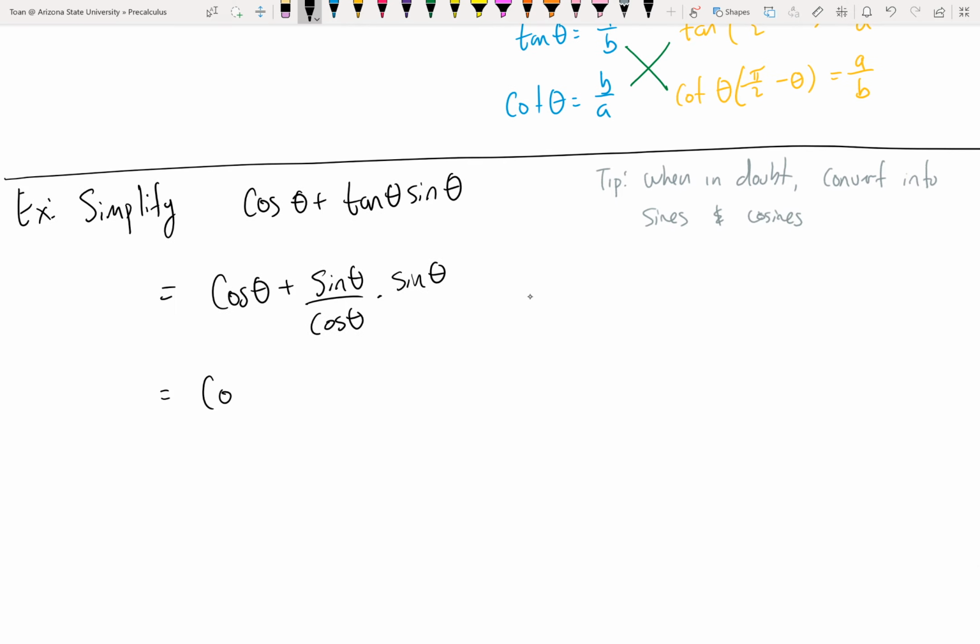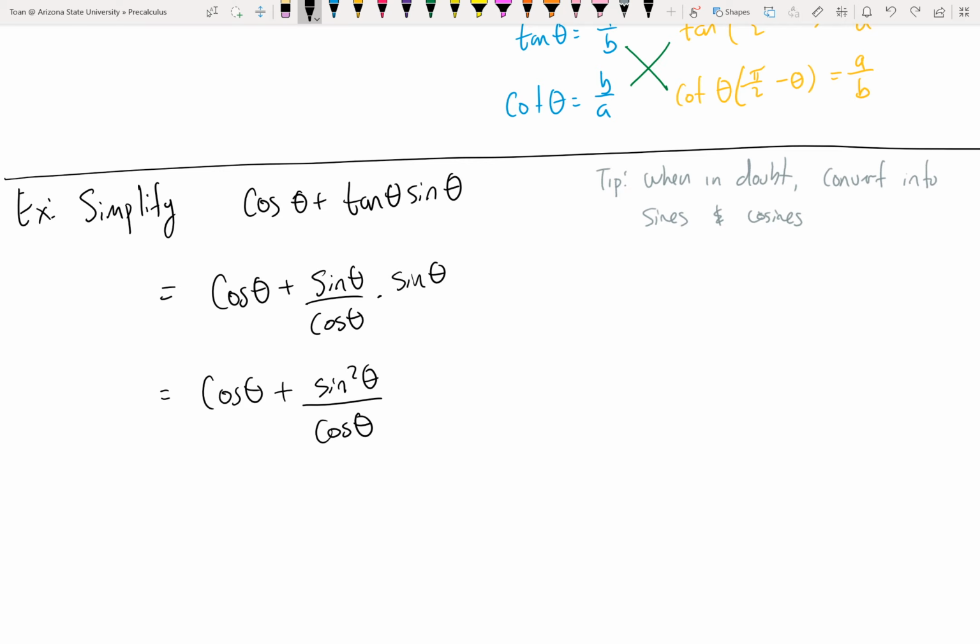Then we just do regular math, right? Sine times sine is sine squared over cosine. Notice we're left with a fraction, right? And in analytical trig, this whole unit is all about using algebra knowledge with trig expressions. So just because we're using sines and cosines doesn't mean we can ignore basic number sense.